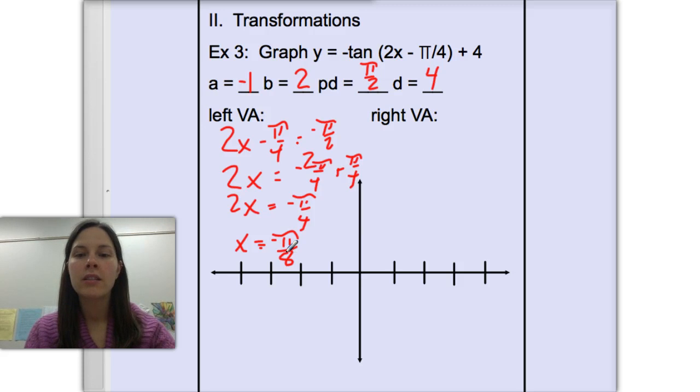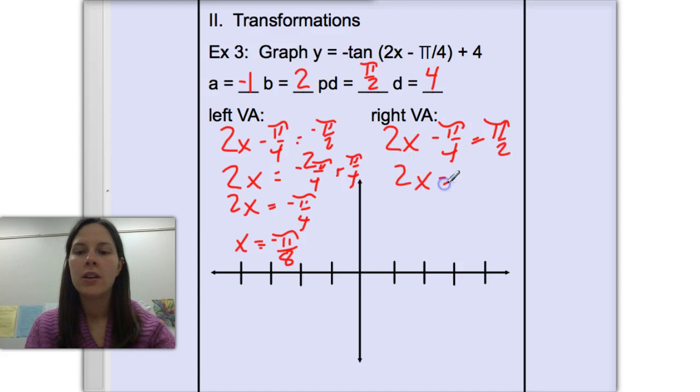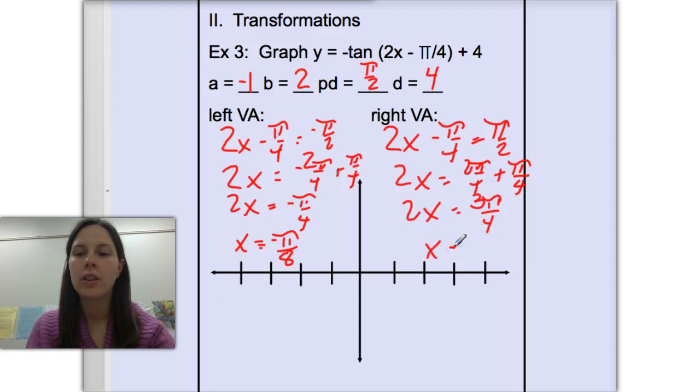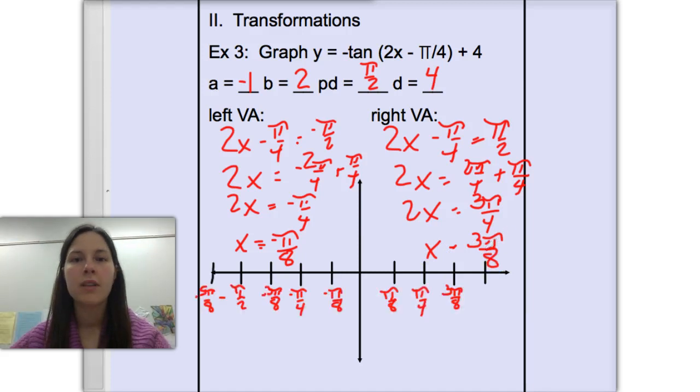To find the right vertical asymptote, we do the same thing, but we set it equal to positive pi over 2. So when we turn that into a common denominator, we'll have 2 pi over 4 plus pi over 4. So 2x equals 3 pi over 4. And again, when we divide by 2, it goes into the denominator with the 4, and we get 3 pi over 8. Make sure you have those vertical asymptotes down, as I need to erase that work in order to get our graph sketched. So pause the video here if you don't have those down yet.